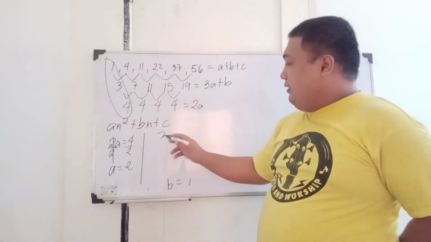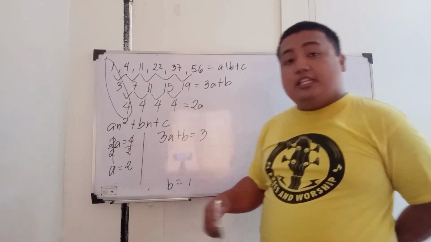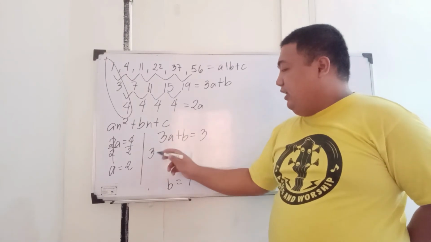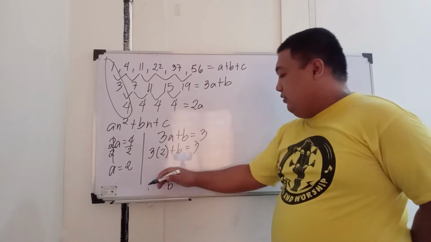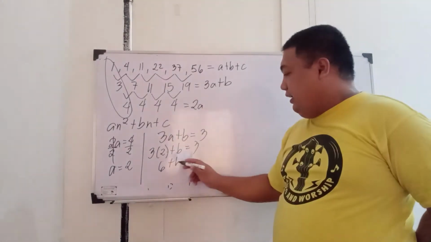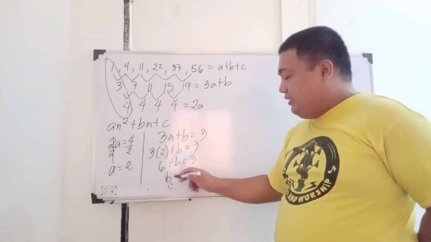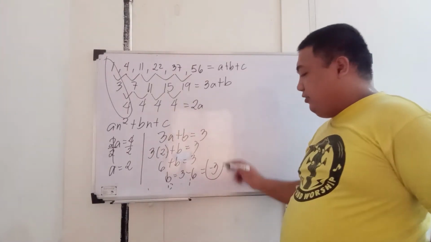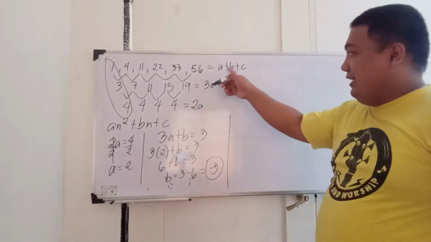Next, 3a plus b equals 3. Substitute. Meron na tayong value ng a. So, 3 times 2 plus b equals 3. So, 3 times 2, that is 6. Plus b equals 3. Put 6 on the other side. b equals 3 minus 6. So, equals negative 3. Next.